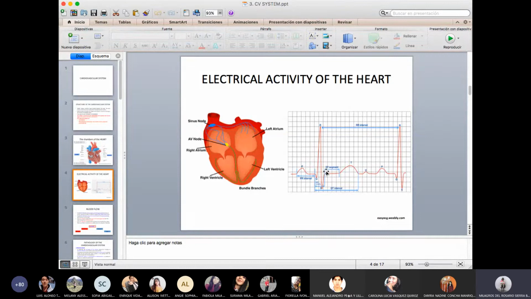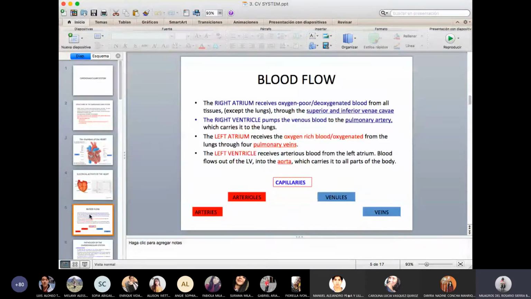And something that in the video they didn't talk about is the ST segment. So when there's an elevation of the ST segment, we talk about myocardial infarction. It's STEMI, ST elevation myocardial infarction. Okay, then blood flow.